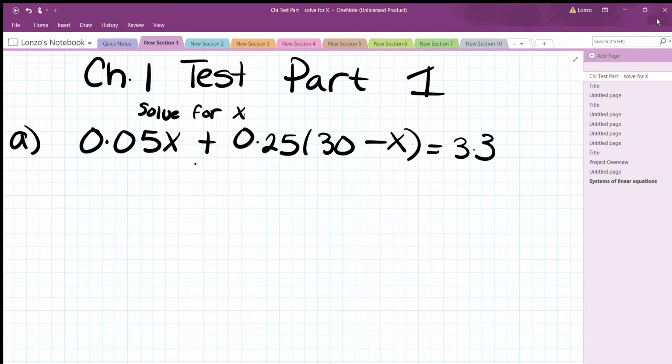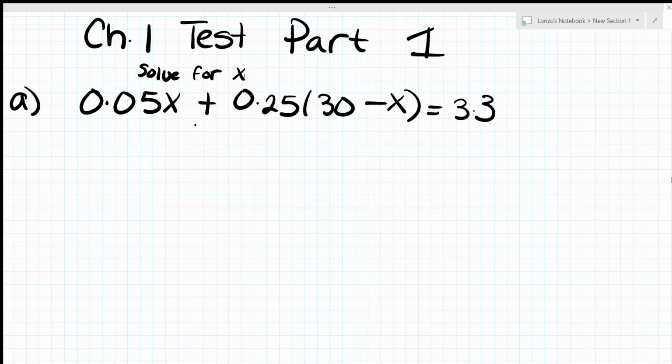Hi guys, today we're going to do the chapter 1 test, and I'm going to do this by section, so this is part 1. So let's begin. I'm going to do this in parts, so this is going to be one section.